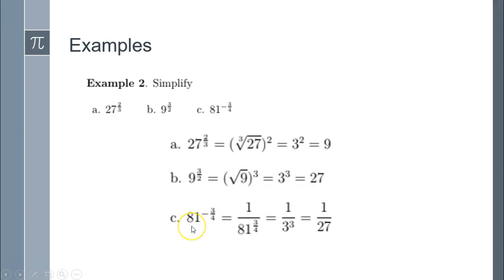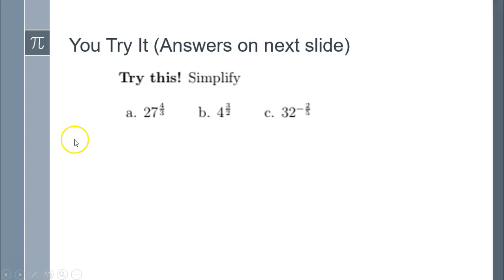Now we have a negative exponent, so the first thing I do is change the form so all my exponents are positive. I rewrite 81 to the negative 3/4 as 1 over 81 to the positive 3/4. So I take the fourth root of 81 first, because that, oh, sorry, I went ahead.